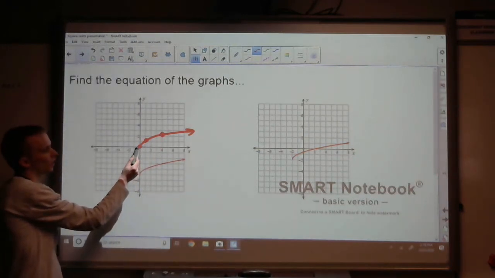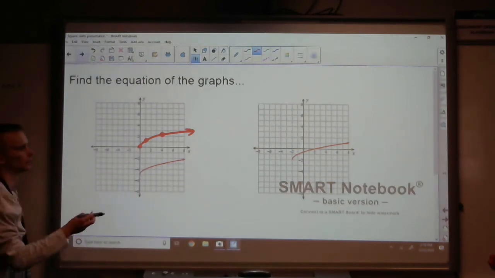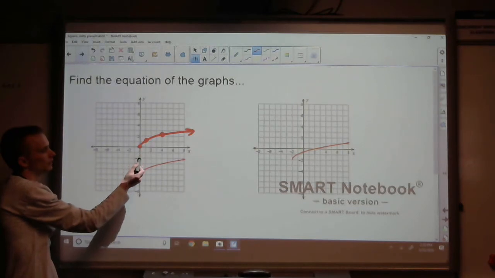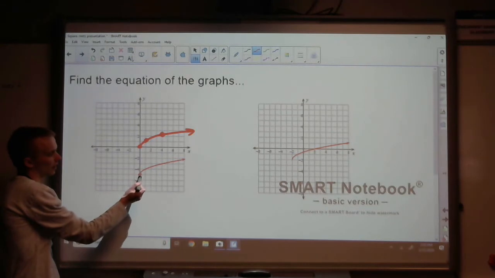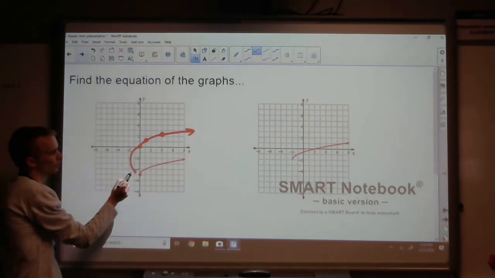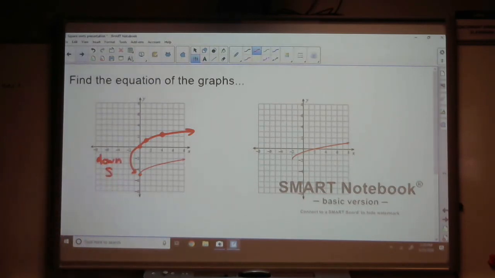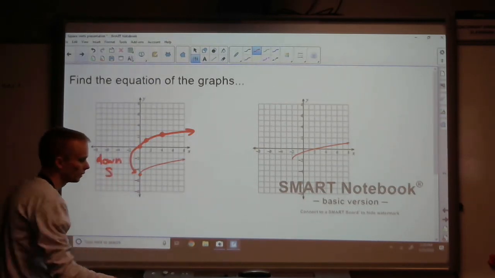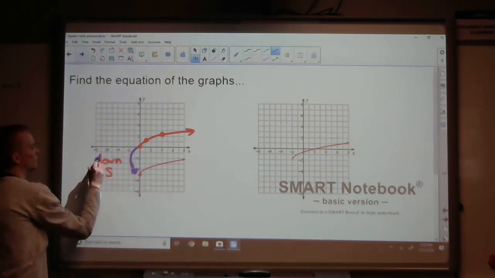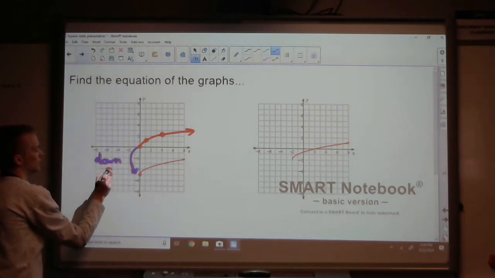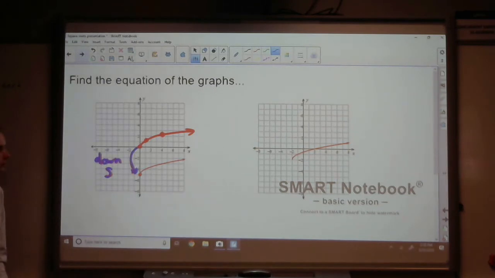Okay. Well, what happened to get between these two? I went 1, 2, 3, 4, 5. Went down 5. Okay, so how do we write that in our equation? Here, let's change our color so we don't get confused here. Down 5. Okay, so from here to here, I went down 5.